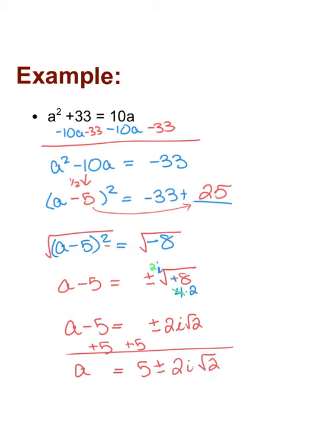Again, because they did switch the order in the curriculum, I would accept an answer at this point in the course as 5 plus or minus radical negative 8.